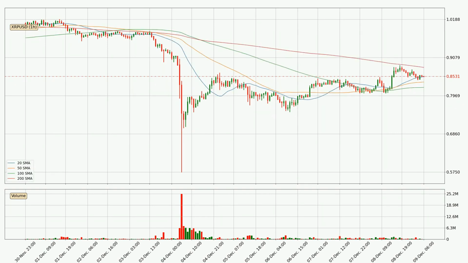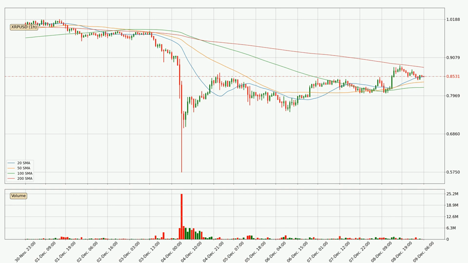Jumping to the hourly simple moving averages, at the moment, the price is between the 20 and the 200 SMA. If the price bounces off the 20 SMA, which is currently at 85.3 cents, it could be seen as a support, and the 200 SMA that is at 87.9 cents could be perceived as a resistance to the upside.